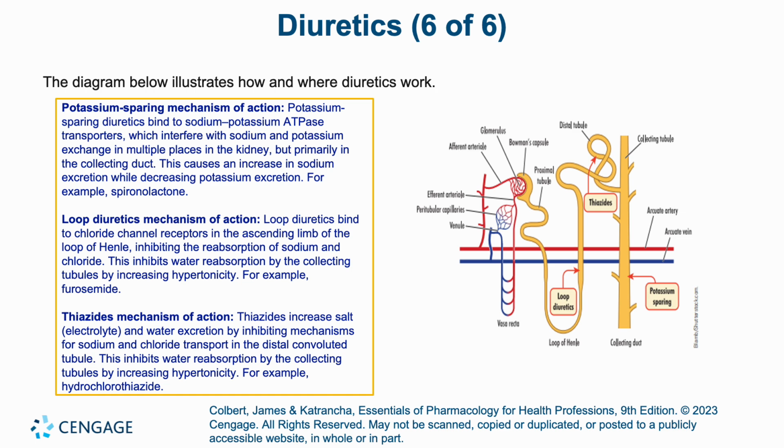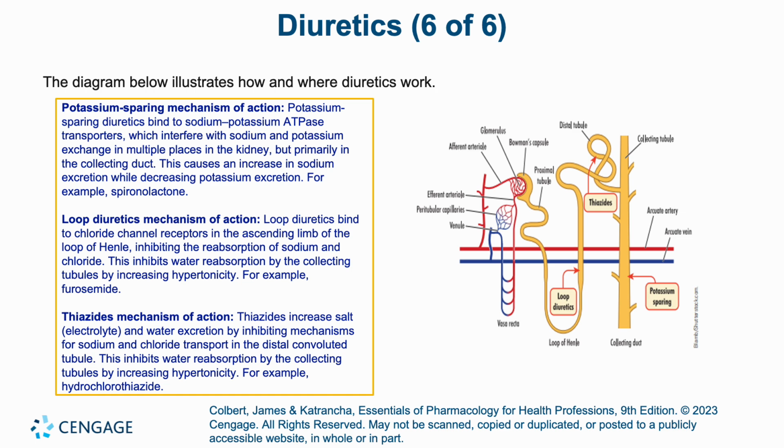This causes an increase in sodium excretion while decreasing potassium excretion, which is why it can lead to hyponatremia or low sodium, and hyperkalemia or high potassium. The example medication here is spironolactone.